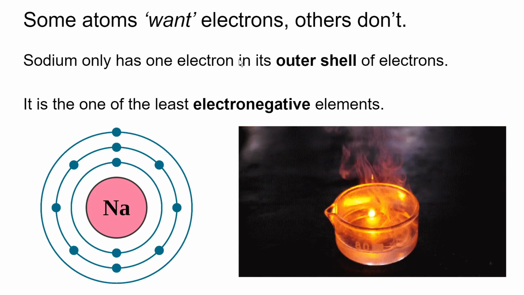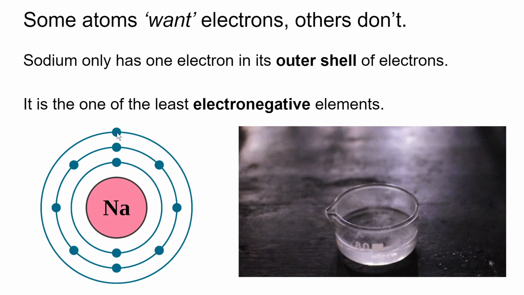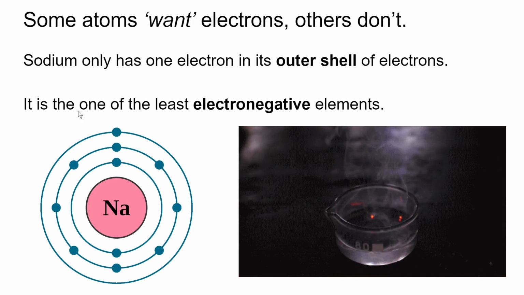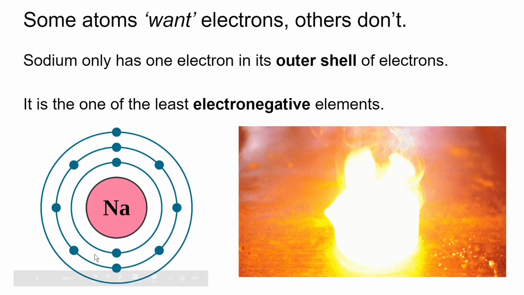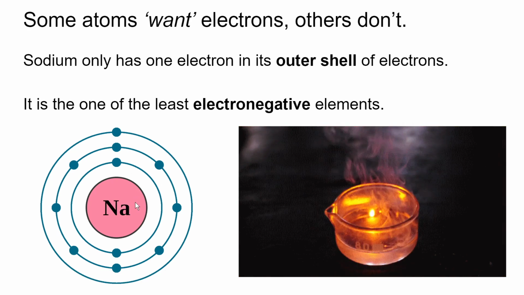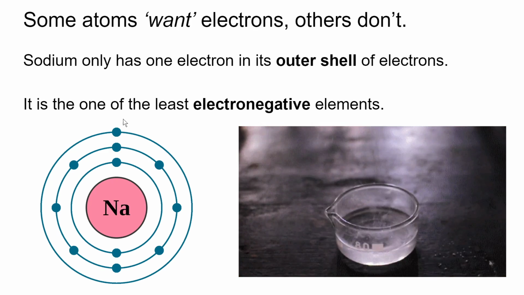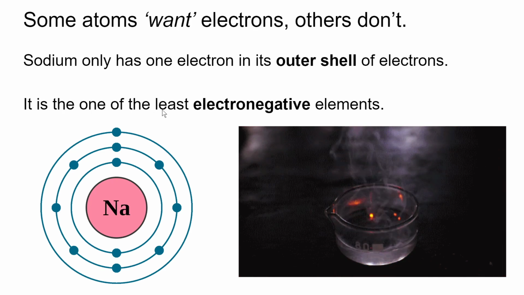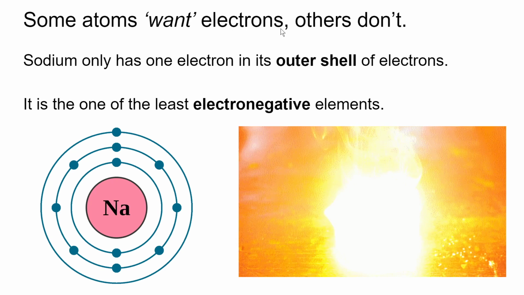Sodium only has 1 electron in its outer shell. This is its outer shell, it's only got 1 electron. Meaning, it doesn't really need more electrons, it's trying to get rid of this one to get the noble gas configuration. Which is why sodium plus, the cation for sodium, is so common, because it gets rid of this extra electron. So it's one of the least electronegative elements. It really doesn't want the electrons.